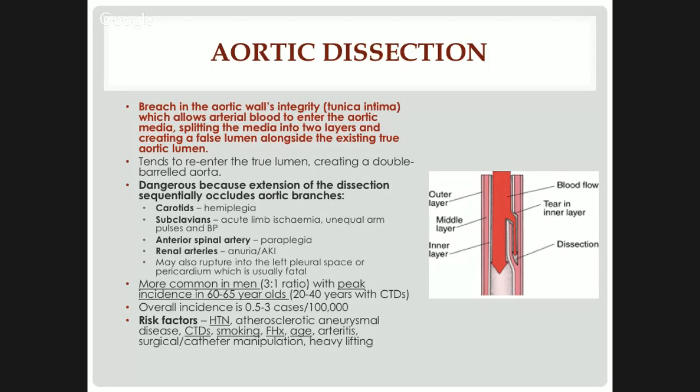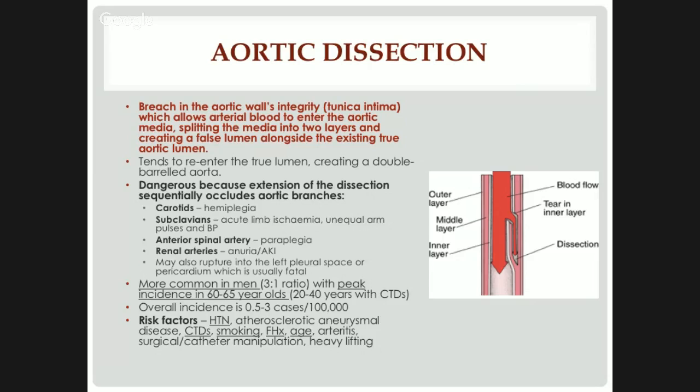Dissection is where you get a tear in the innermost layer of the aorta, the intima. Basically, the force of blood in the aorta causes that tear to get bigger and creates a false lumen. So if this is your major lumen of the aorta, a tear in there allows blood to form a false lumen. The reason we worry about this is that as this extends along the arch of the aorta and down into the thorax and abdomen, it starts occluding branches coming off the aorta.